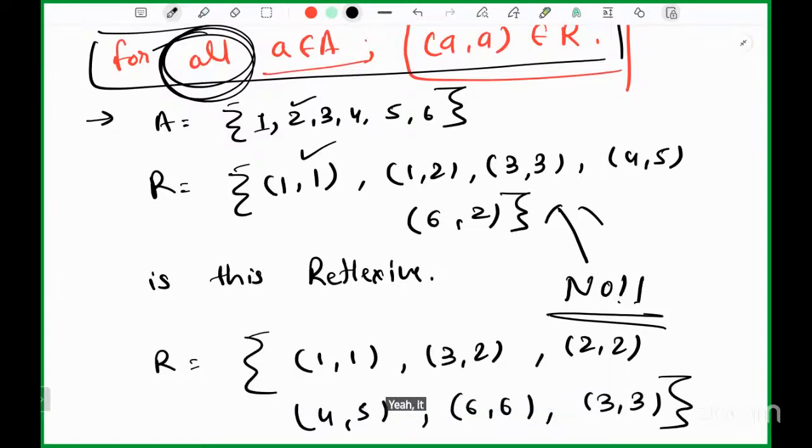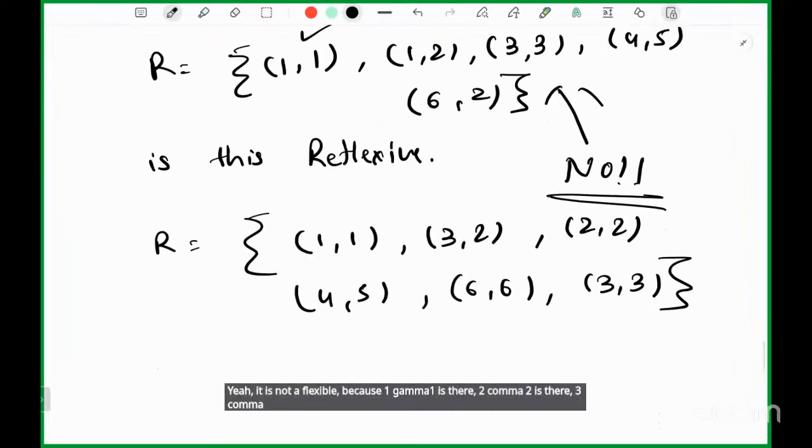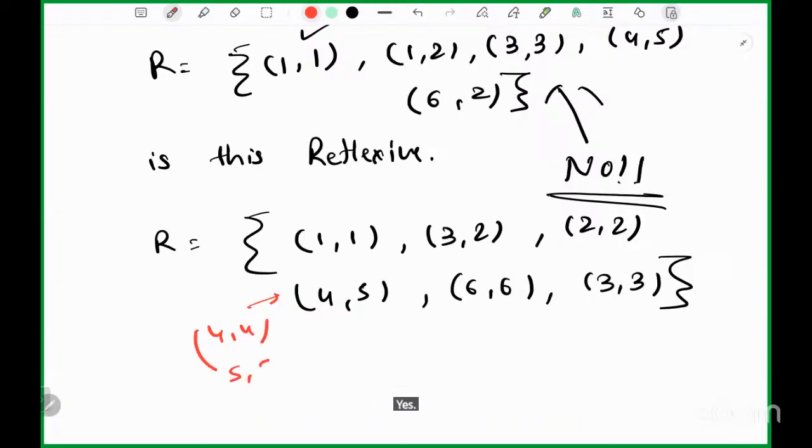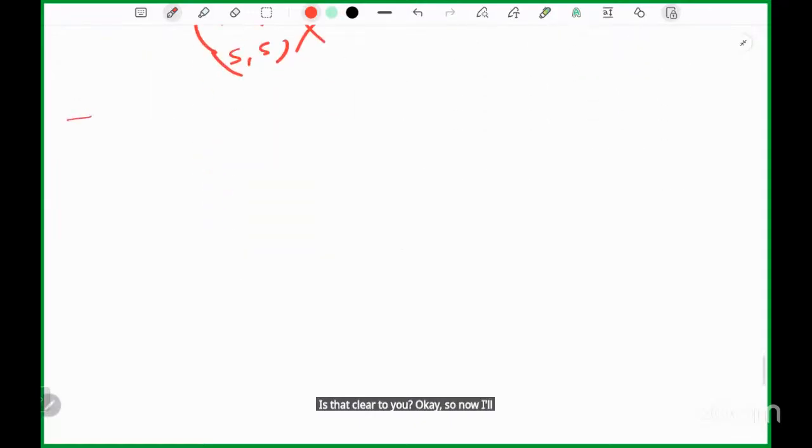It is not reflexive because (1, 1) is there, (2, 2) is there, (3, 3) is there, but (4, 4) is not there, right? (4, 4) is not there, (5, 5) is also not there. So these two pairs are missing. So that means it's not a reflexive relation. Is that clear? Okay, so now I'll ask you one final question.